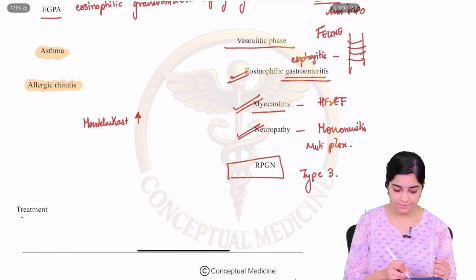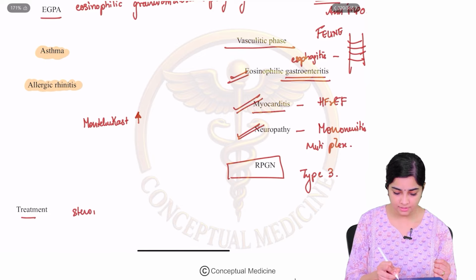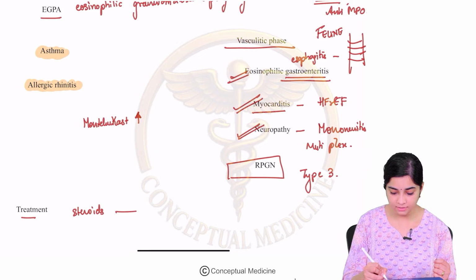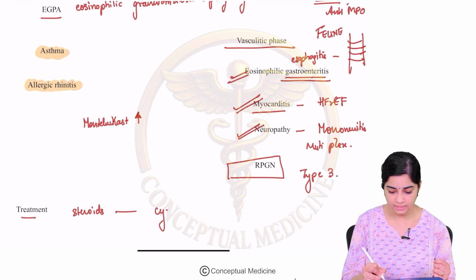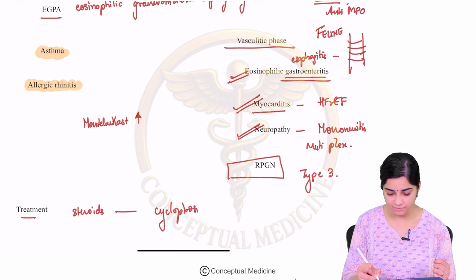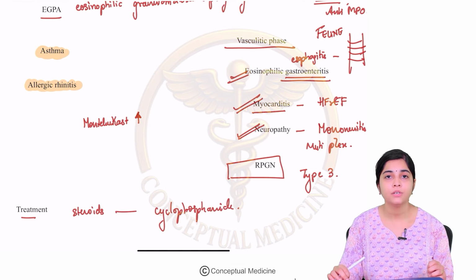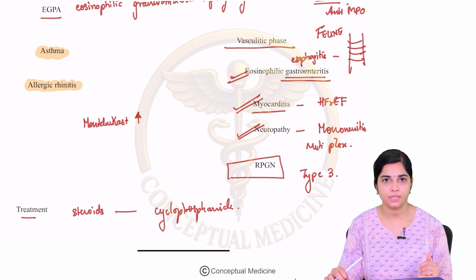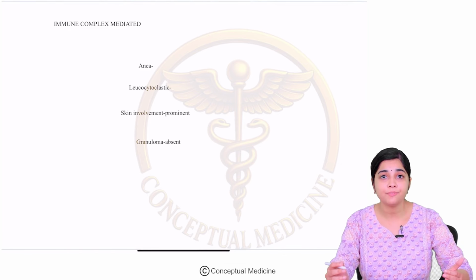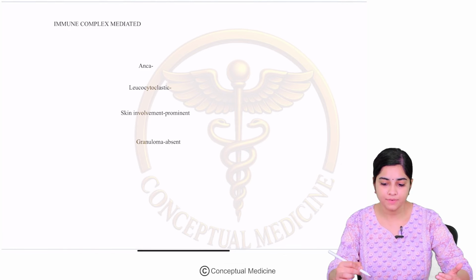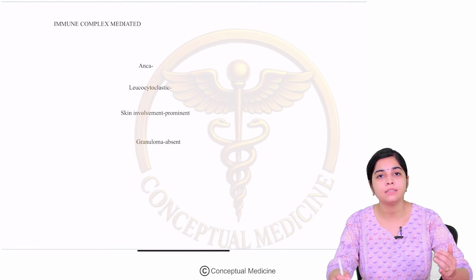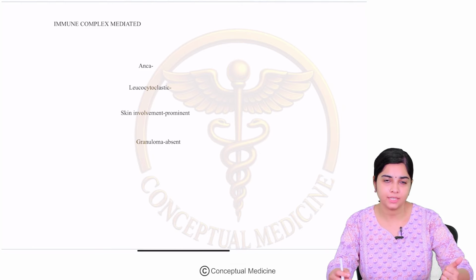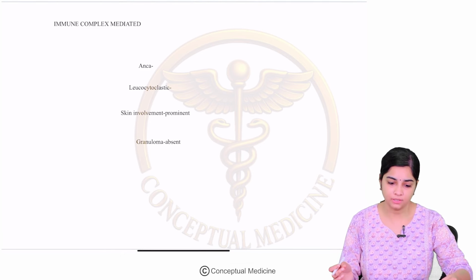So what about the treatment? Treatment again is with systemic steroids, and if there is an RPGN pattern, you need to treat them with cyclophosphamide. Okay, fine. So this is about your different ANCA-mediated vasculitis. Okay, so now that we have learned about the different ANCA-associated vasculitis, we will be looking at the immune complex mediated vasculitis, which is under your small vessel vasculitis.